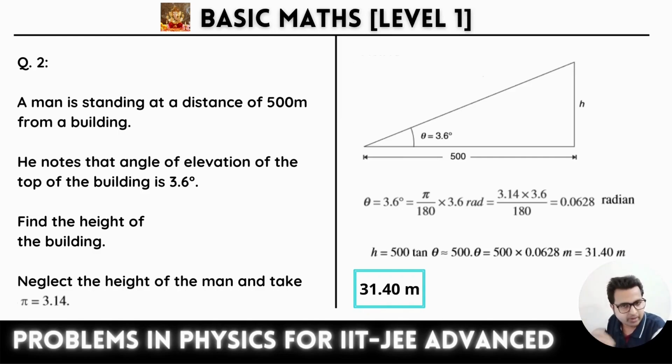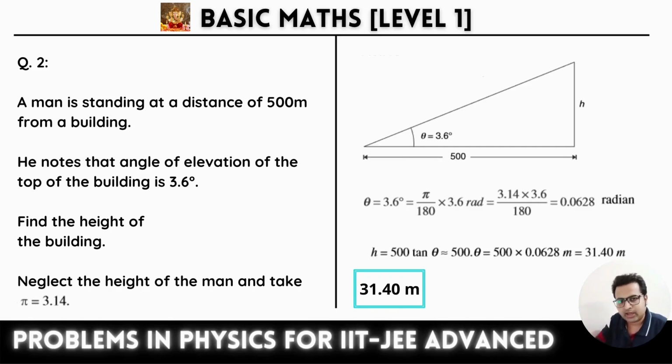The first concept to be noted here is that the angle is in degrees. Whenever we want to calculate any length, we cannot calculate that using degrees. We have to convert it into radians, that you know. Converting degrees into radians is very easy. You just have to multiply it by pi upon 180. So 3.6 into pi upon 180, you solve it, you will get the angle in radians. So it is 0.0628 radians. Okay. Now you know one formula, that theta is equal to arc upon radius.